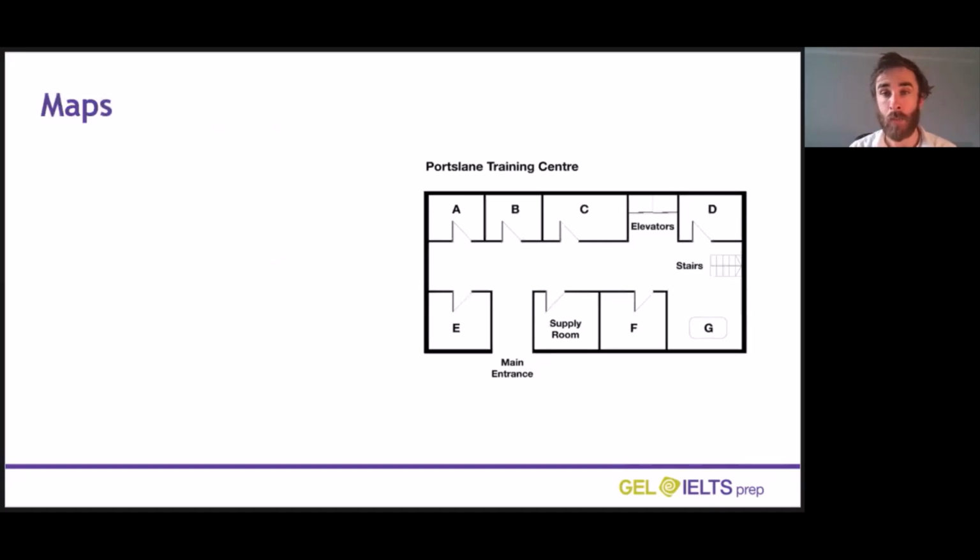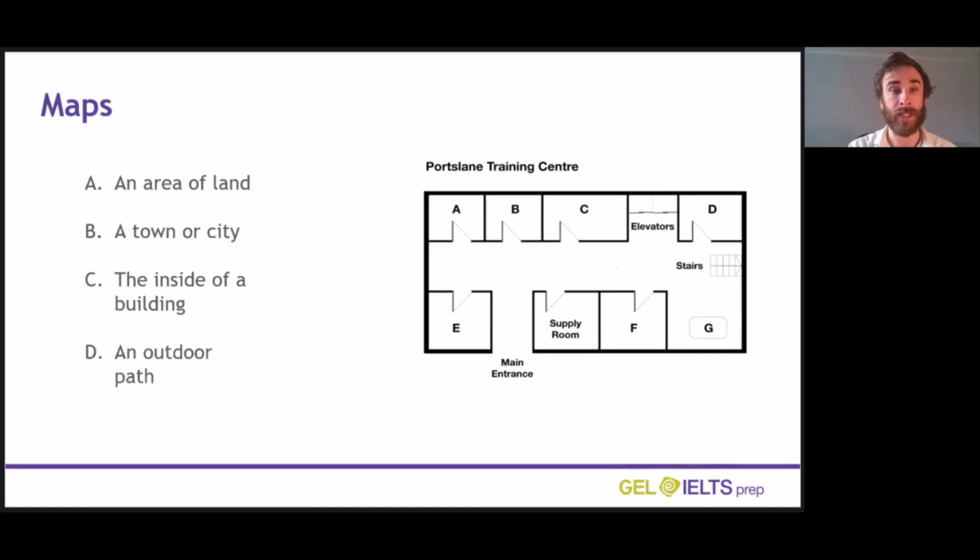So here we see an example of a map that you will need to label for a part 2 question. Don't worry if you can't read all the details of this map, just look at it in general and decide what type of map this is. Is it A, an area of land? Is it B, a town or a city? Is it C, the inside of a building? Or is it D, an outdoor path? Look at the first question below this video and choose the correct option.